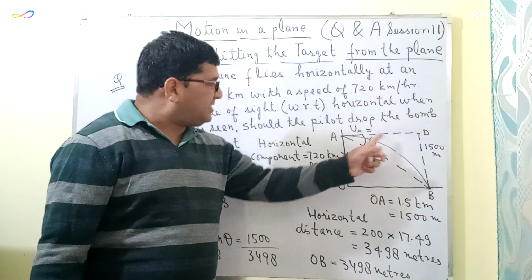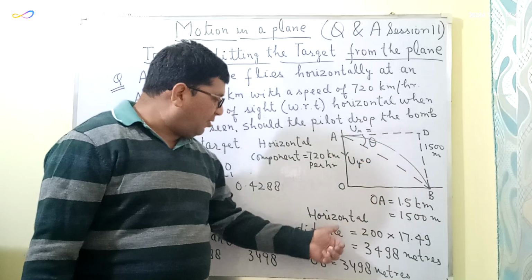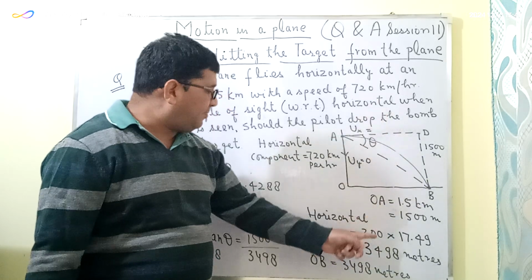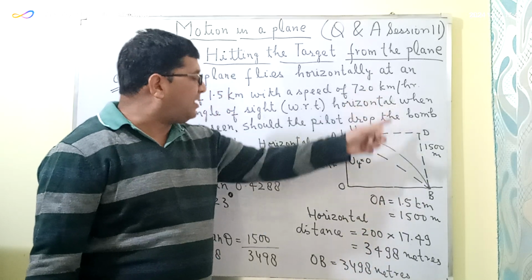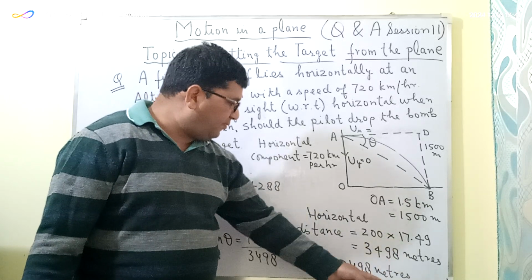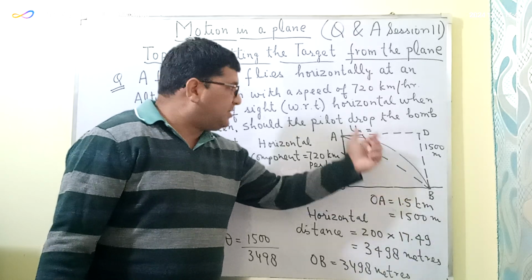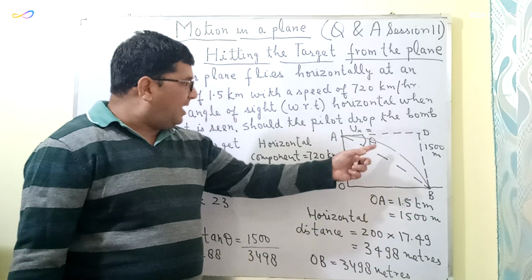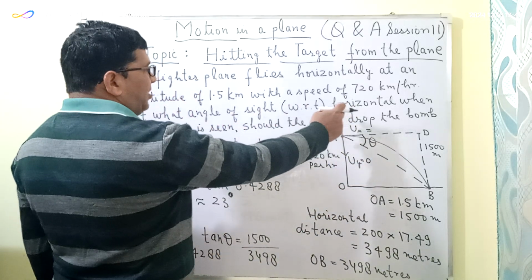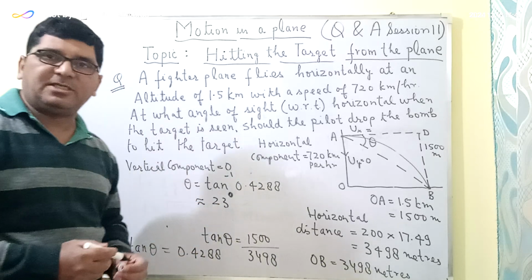And since in projectile motion the horizontal component always remains the same, we were able to find the horizontal distance, using the speed equal to 200 meter per second. I converted this 720 kilometer per hour into meter per second. So 200 into 17.49, so that OB, the horizontal distance covered by this bomb, is equal to 3498 meters. And finally, we were able to find the angle of sight with respect to horizontal, which is approximately equal to 23 degrees centigrade.